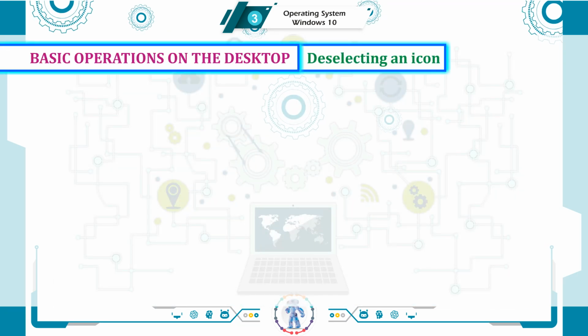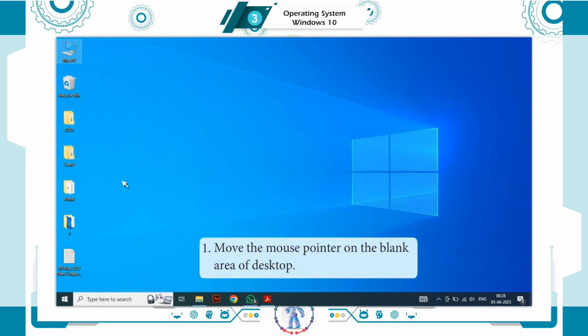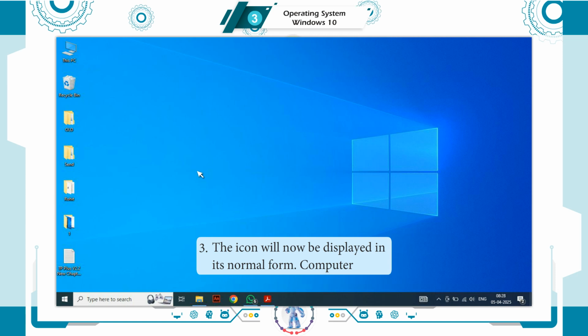Deselecting an icon. When you deselect an icon, it is no longer highlighted. To deselect an icon, follow the given steps. 1. Move the mouse pointer on the blank area of the desktop. 2. Click once. 3. The icon will now be displayed in its normal form.